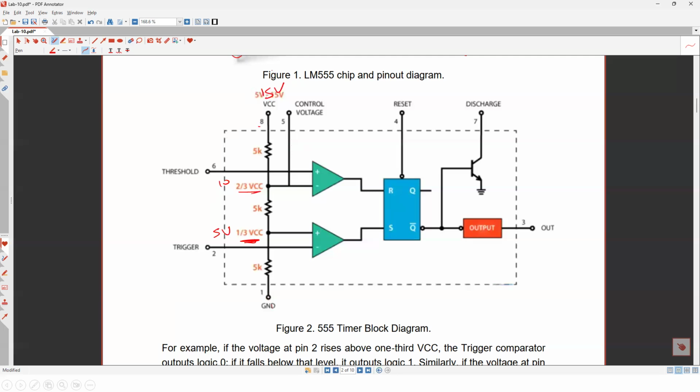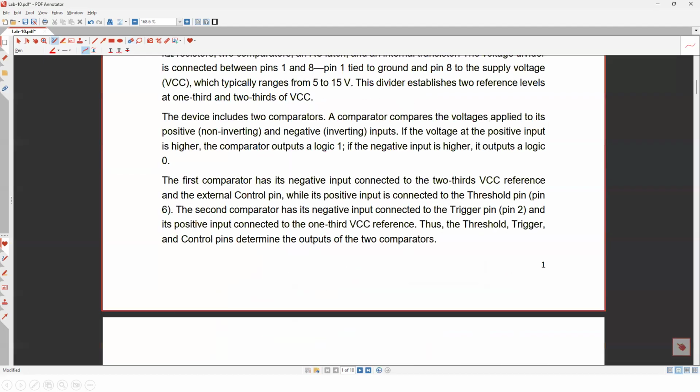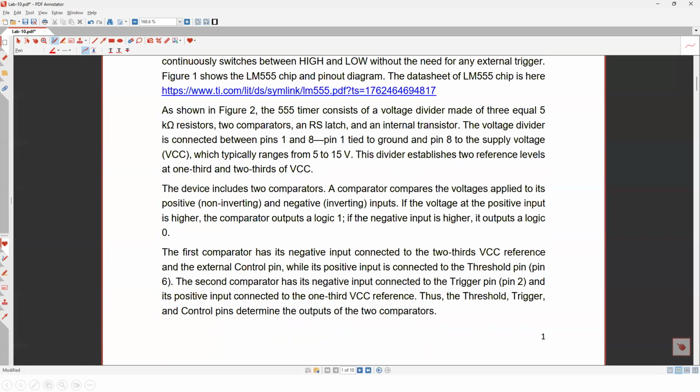If you decide to make this one 9 volt, so actually this one should be 3 volt, and this one should be 6 volt. This is internally, as you see. This is the first part of the chip. It's a voltage divider made out of 3 equal capacitors. This is the first part. Let's look at the second part.